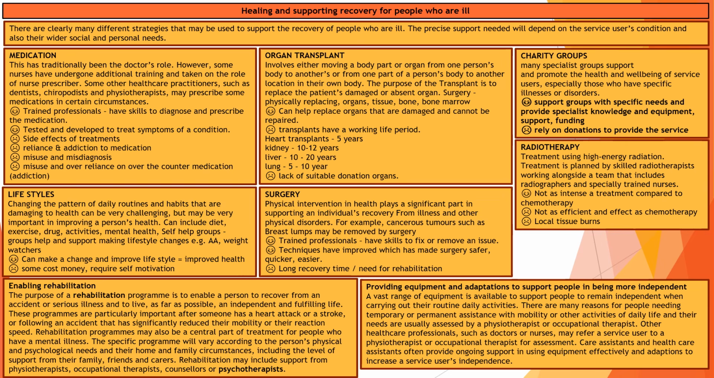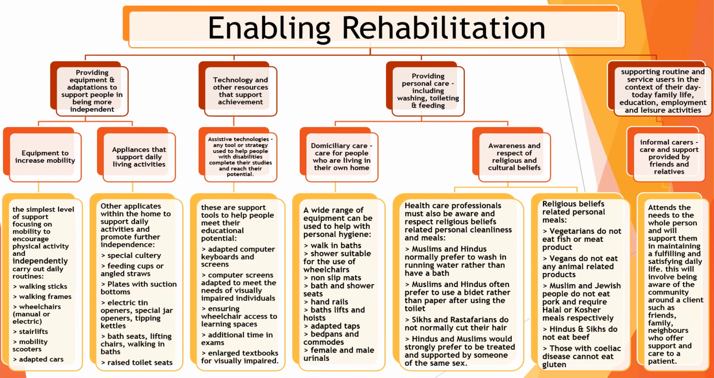And what I'm going to do is I'm going to put a big list of these on the next slide. So when you are enabling rehabilitation, there are lots of different ways you can do this. So you have the physical equipment that you can provide to an individual, and that might be equipment to improve mobility, or it might be appliances that help with daily living activities.